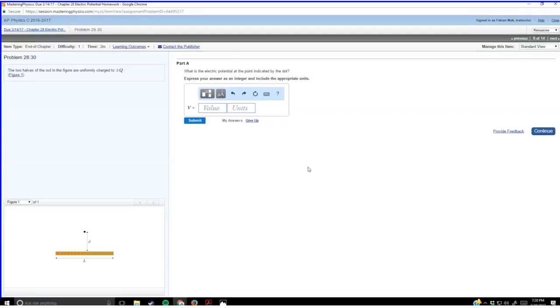What's the electric potential at a point indicated by the dot? So very conceptual question here, but it will essentially be 0 because this dot, if it is exactly halfway, okay, I think the assumption here, it doesn't say exactly, but the two halves of the rod in the figure are uniformly charged to plus and minus q. So you have symmetry where all of these charges add to the potential there, and all these charges subtract from the potential there. You should essentially have 0.